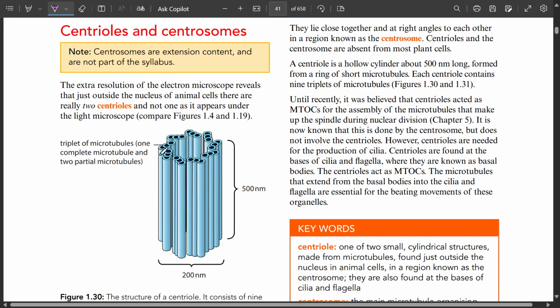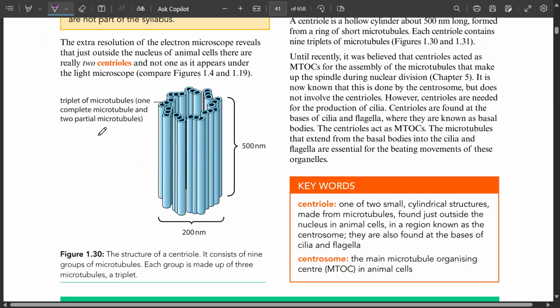Now, all of these different microtubules, triplets of microtubules, form together one centriole.